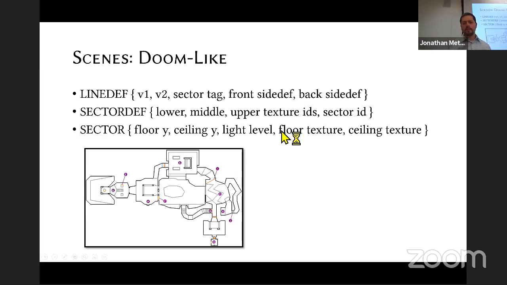bright or dark. And then you can say, here's what the texture should be on the floor, and here's what the texture should be on the ceiling. Okay, so that covers your floor and ceiling. And then you have these line defs. What the line def does is basically connect the vertices that say what the walls ought to be, okay? And so the wall is going to basically go from vertex 1 to vertex 2.